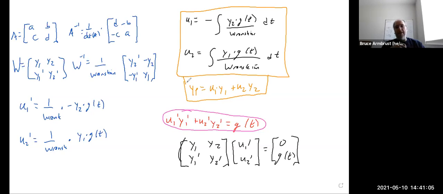I know it doesn't feel like good news at this point, but it is. It's definitely good news because we're in a place where we can solve anything like this. Again, though, we need to know what our fundamental set is.